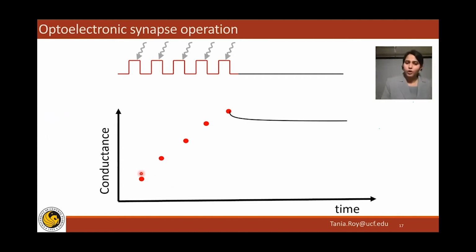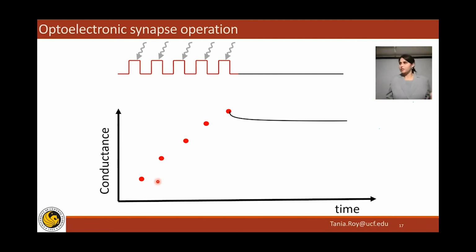So in case of a photodetector, what would have happened? If we apply a pulse of light, then the conductance will be increased. But as soon as we withdraw the pulse of light, the conductance will go back to the dark current. And with the next pulse, we'll reach the same old conductance. We'll not have increasing conductance. So that's the photodetector's part.